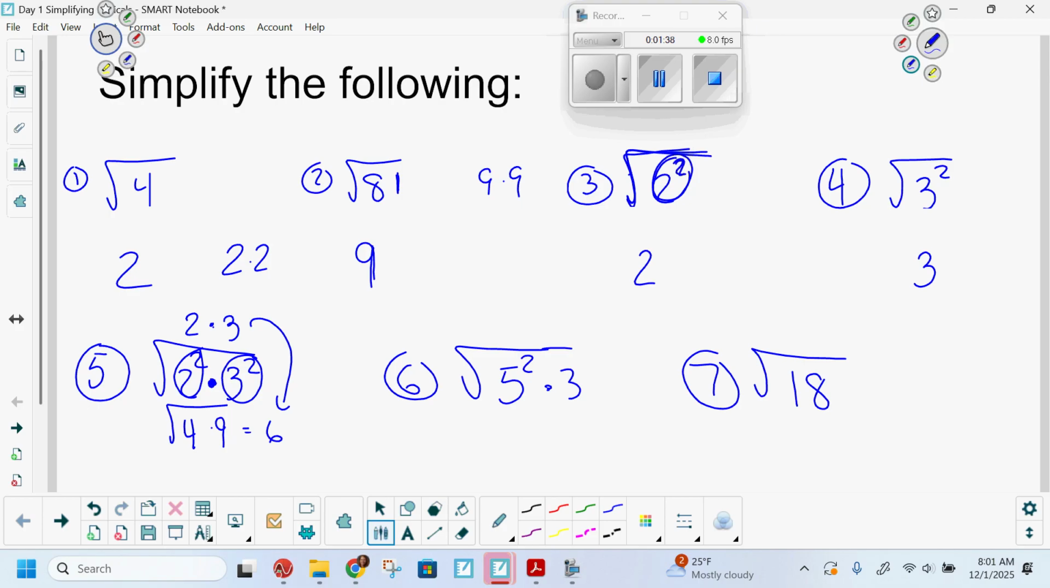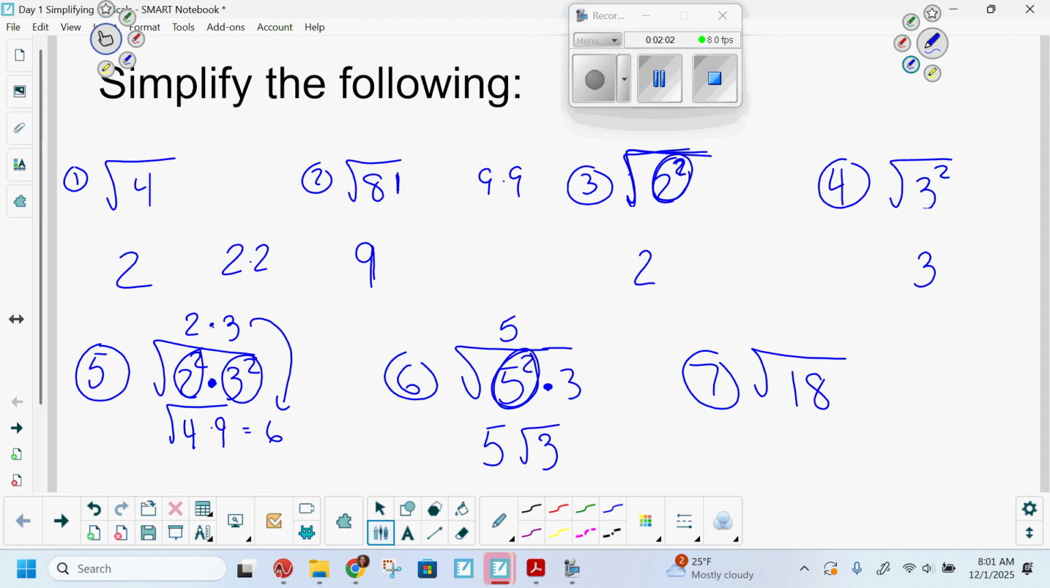Now for number 6, you probably started to have a little bit of questions on this one. There's still multiplication here, but the square root of 5 squared is 5, and I can't do the square root of 3. So my answer is actually going to be 5 radical 3. The 3 is not a perfect square, so it has to stay in the radical.